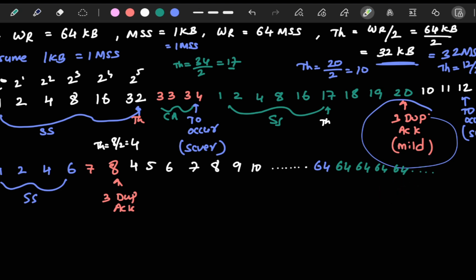Hope you understood the whole solution. Be careful: if in the exam it is mentioned that it starts with 2 MSS, then you have to start with 2 MSS instead of 1 MSS. It depends upon the implementation in place. For the slow start phase, there is no hard and fast rule that it has to start with 1 MSS. So these are the points you have to be careful about while solving the question.